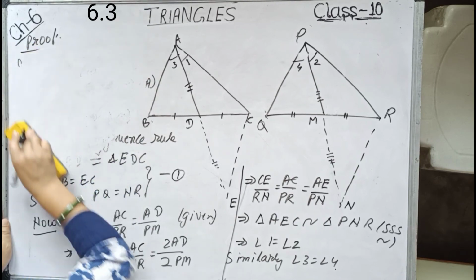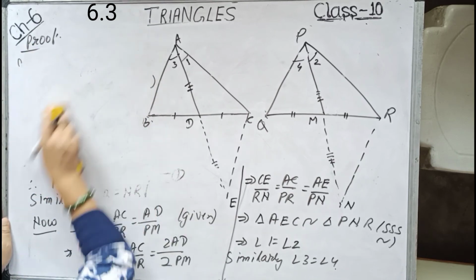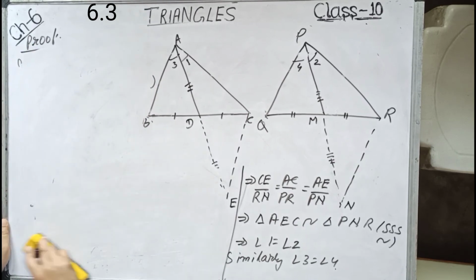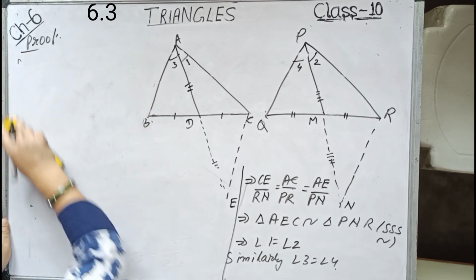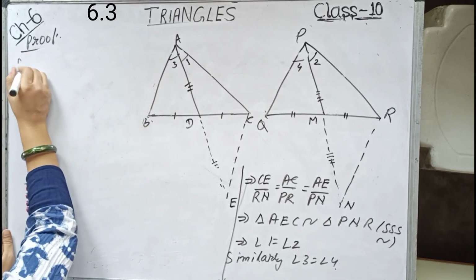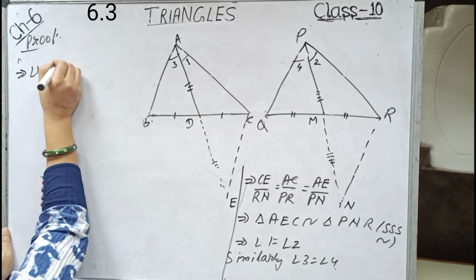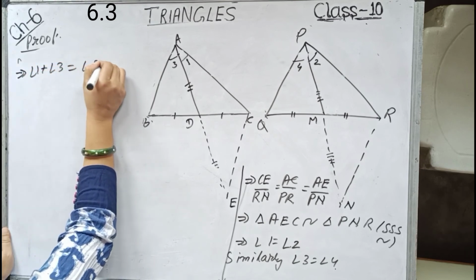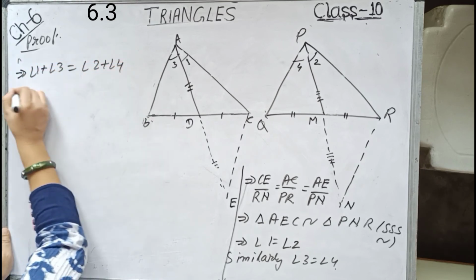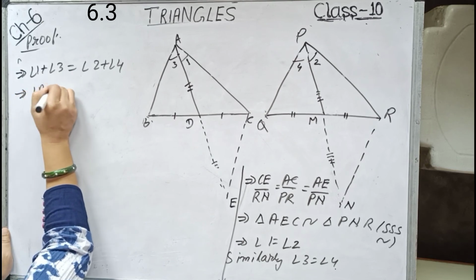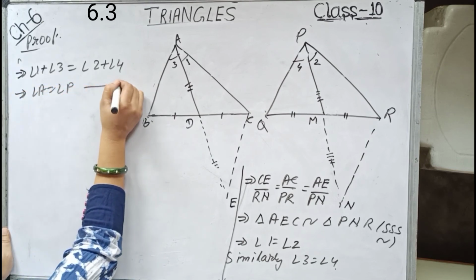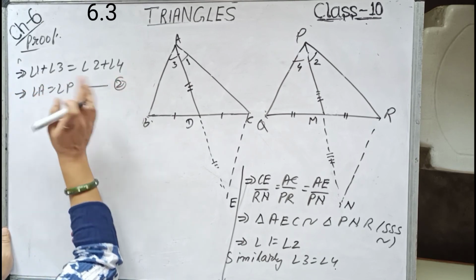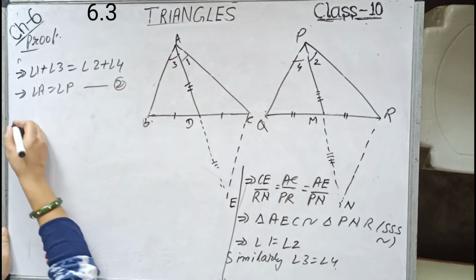Children, I have explained the proof beforehand, and whatever I explained, that only I am writing. So I think you will be understanding it easily. So this implies angle 1 plus angle 3 equals angle 2 plus angle 4. This implies angle A equals angle P. This only we had to prove actually. I said now our target is to prove angle A equals angle P.